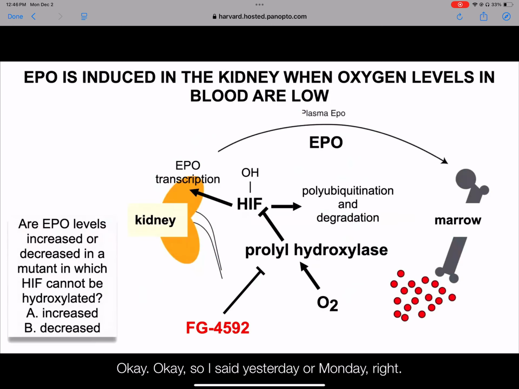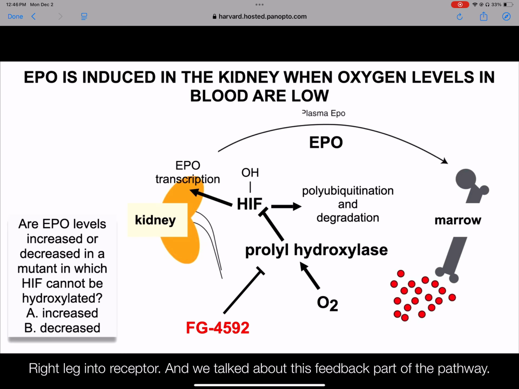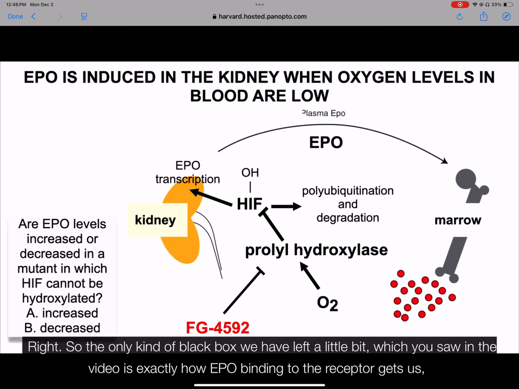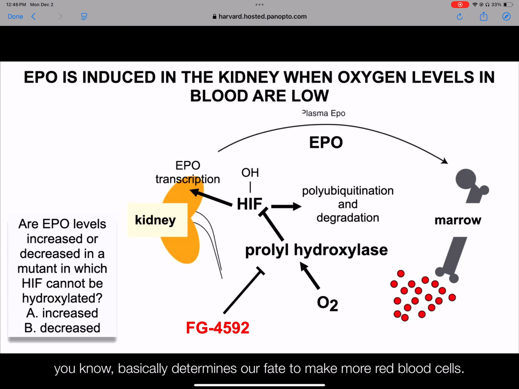So I said on Monday, we talked about this part of the pathway, ligand to receptor, and we talked about this feedback part of the pathway. The only black box we have left a little bit, which you saw in the video, is exactly how EPO binding to the receptor determines our fate to make more red blood cells.